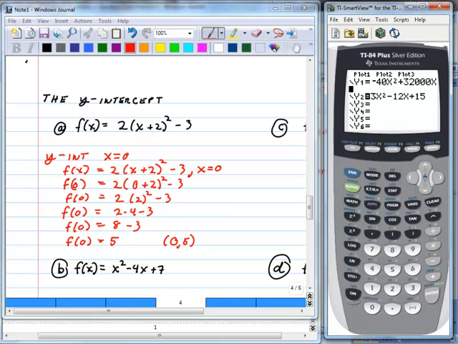Let's go back in here and we'll turn off the second equation. I do that by highlighting the equal sign and hitting enter, and I enter down, and then I type in 2 parenthesis x plus 2 close parenthesis squared minus 3. And it looks like it crosses the y-intercept at (0, 5). It does look like we're close, so we did a good job.